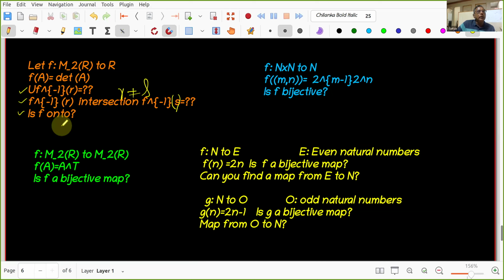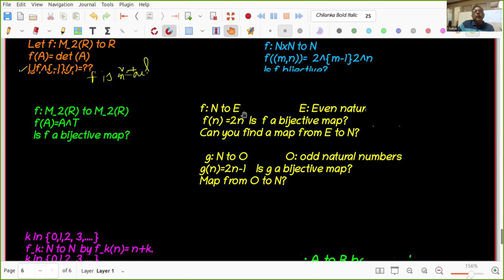Is f onto? Is f one-one? Ask these questions, right? Okay. From M2(R) to M2(R), f of A equal to A transpose. Is it a bijective map? Okay. From N cross N to N, (m, n) mapped to 2 power (m minus 1) into 2 power n. Is it bijective? Are the questions clear, right?